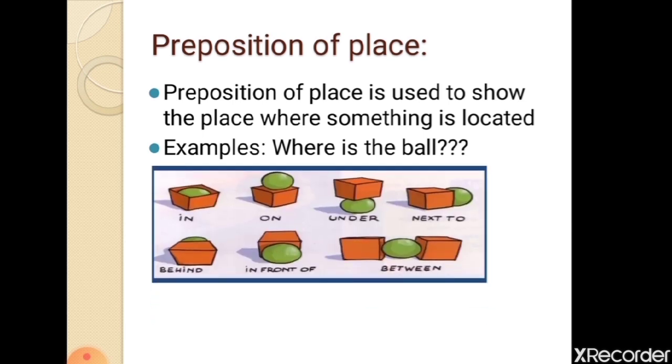The ball is in the box. The ball is on the box. The ball is under the box. The ball is next to the box. The ball is behind the box. The ball is in front of the box, and the ball is between the boxes. So it shows the relation between the ball and the box, and it shows the proper place, location of that ball, and that's why in, on, under, next to, behind, in front of, between are the prepositions of place.